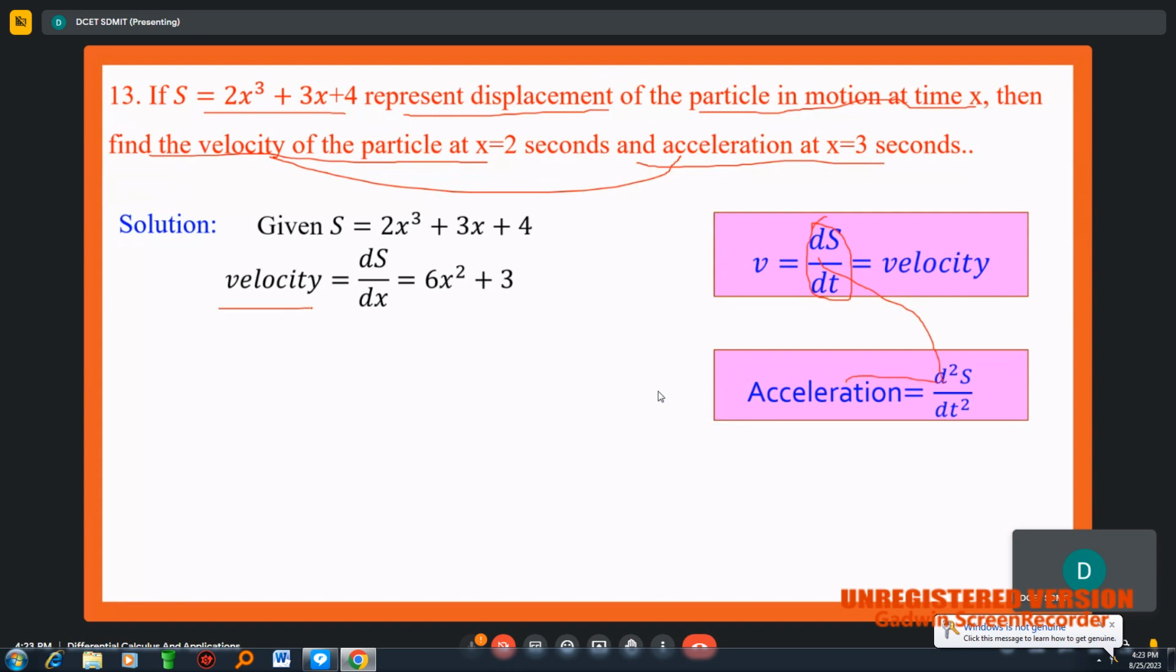Now what is the velocity here? Velocity is ds/dx. Differentiating with respect to x, because time is given in the form of the variable x. Now 2 is a constant. What is the differentiation of x^3? That is 3x^2, and 2 into 3x^2 is 6x^2, plus the differentiation of 3x, which is 3, plus the differentiation of 4, which is 0.